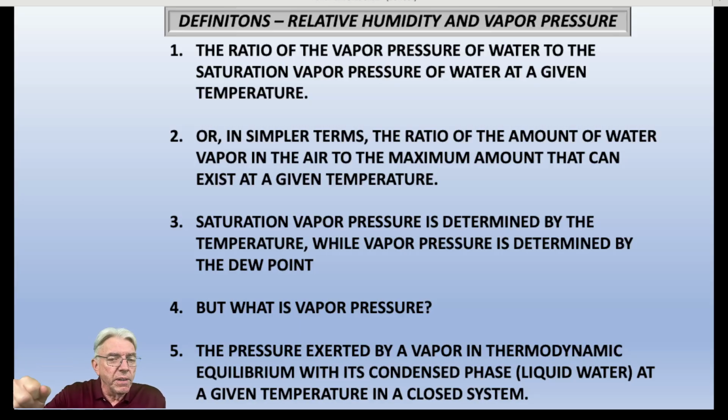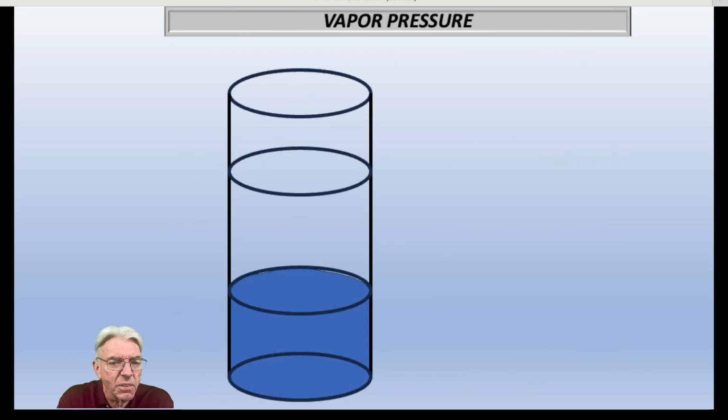So if it's in thermodynamic equilibrium, it means that there are as many molecules escaping from the liquid state to the vapor state as there are condensing from the vapor state back to the liquid state. So the overall water level is not changing. You've got as many going out as you do coming in, and that's what thermodynamic equilibrium is defined as. So the pressure that is exerted just by the vapor itself is the actual vapor pressure.